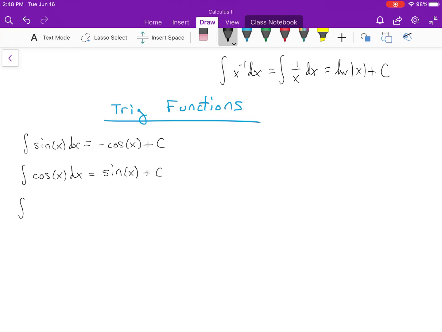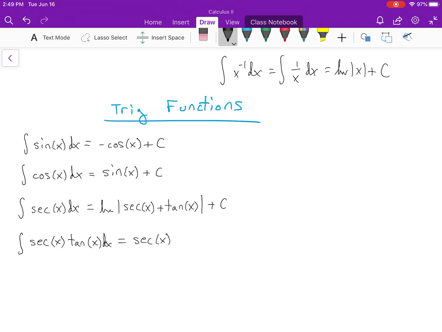Integral of secant of x is the natural log of the absolute value of secant x plus tan x, again plus the constant c. And we also want the integral of secant x tan x. And this is going to be secant x plus c.